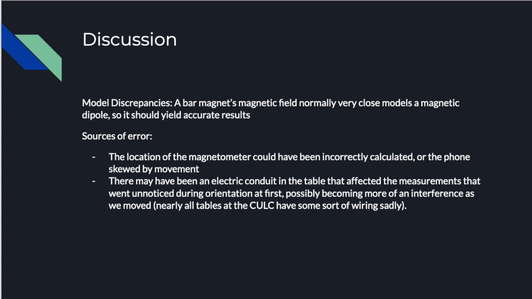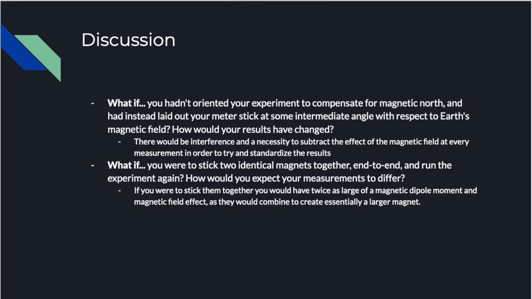In our model discrepancies, the bar magnet's magnetic field is normally very close to modeling a magnetic dipole, so it should yield accurate results. However, some possible sources of error were that the location of the magnetometer could have been incorrectly calculated, or that the phone was skewed by movements, and that there may have been an electric conduit in the table that didn't get observed by the measuring of the Earth's magnetic field, but it went unnoticed during the orientation at first, possibly becoming more of an interference as we moved a little bit, as nearly all tables have some sort of wiring running through them, enough to generate an opposing or interfering magnetic field.